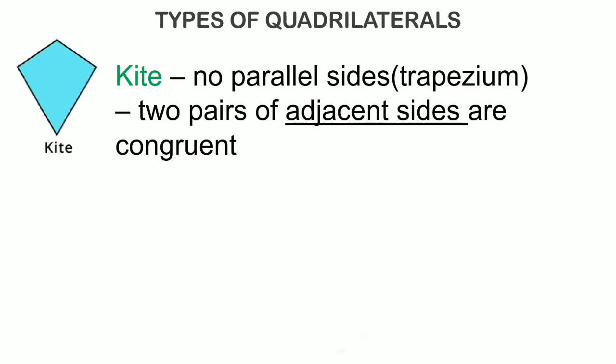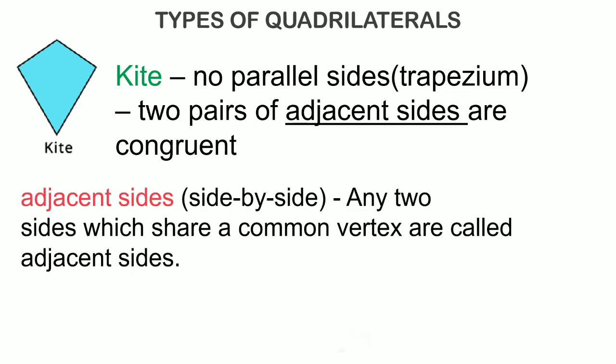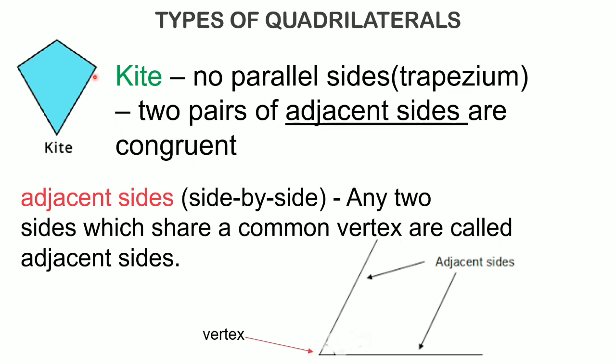Let's have next, kite. Kite, it has no parallel side. Wala siyang parallel side. Two pairs of adjacent sides are congruent. Ano ba yung adjacent sides? Adjacent sides are any two sides which share a common vertex. So ano ba yung example ng vertex? Vertex is this. Here, you can see, vertex here, here, as well as here. So these lines na nagko-connect sa vertex are called adjacent sides.